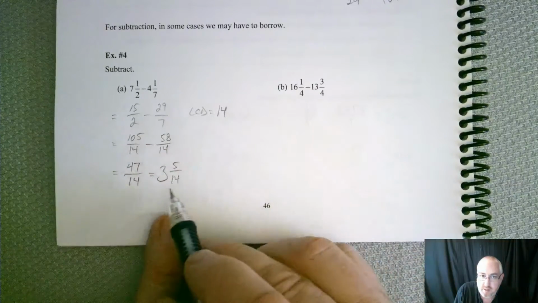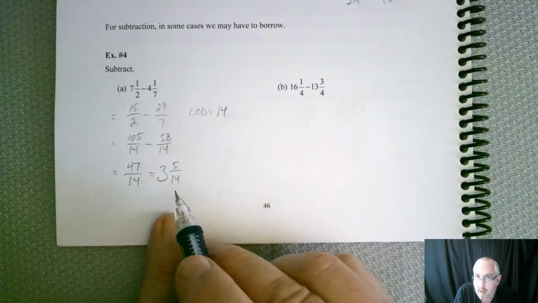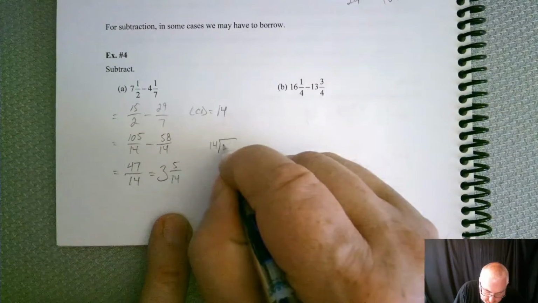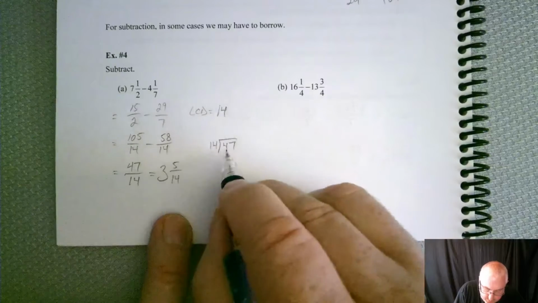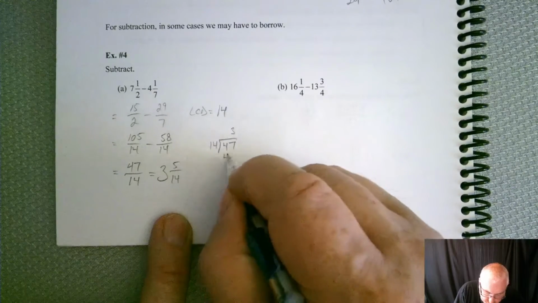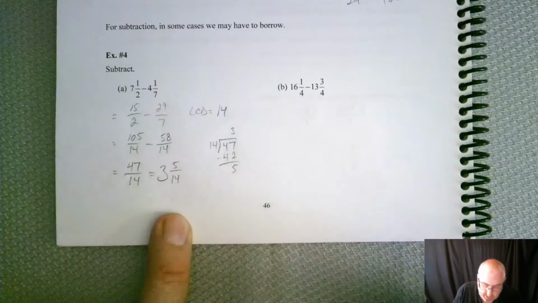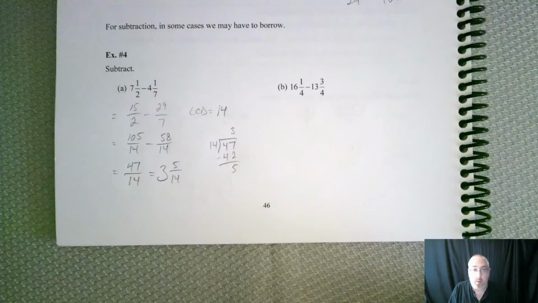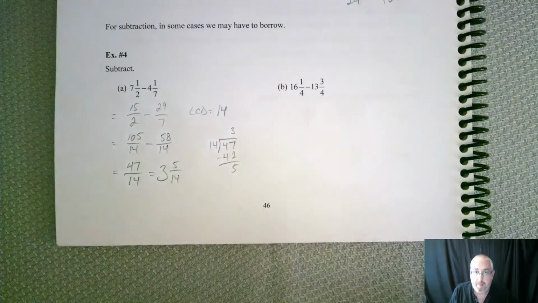So remember, if you're still not fast with this, it's okay. And if you want to use scratch work on the side, you can do that. 14 goes into 47 3 times. 3 times 14 is 42. Subtract and get your 5. So that's a quick way to just confirm you're doing it right.